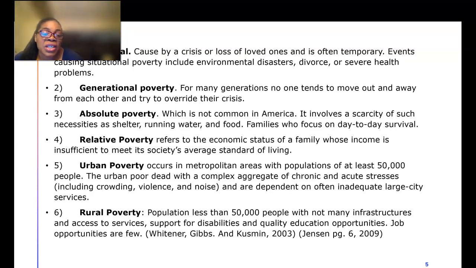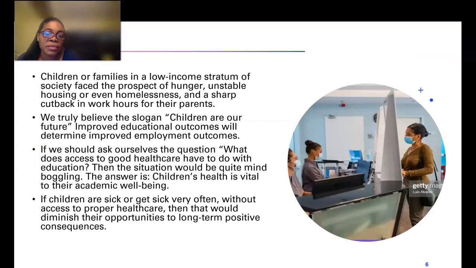Rural poverty: population less than 50,000 people with not many infrastructures and access to services. And they do not have enough support for disabilities and quality education opportunities. And sometimes they have job opportunities that are very few and far between. Here in this picture we have someone who is probably at a job center seeking help to get a job. Children or families in a low-income stratum of society face the prospect of hunger, unstable housing, or even homelessness, and a sharp cutback in work hours for their parents.